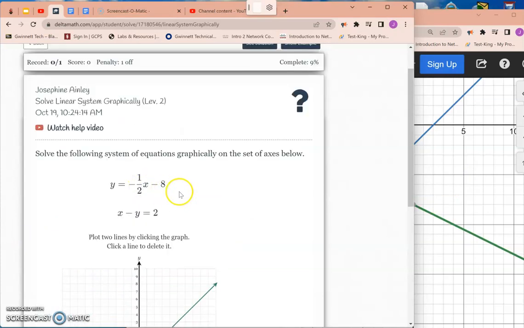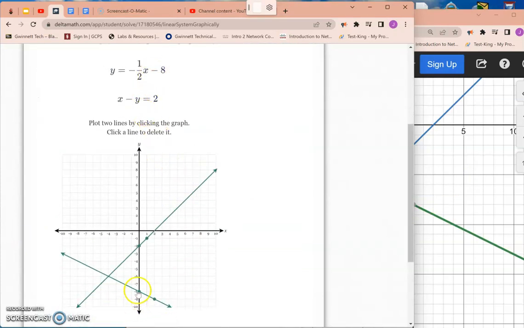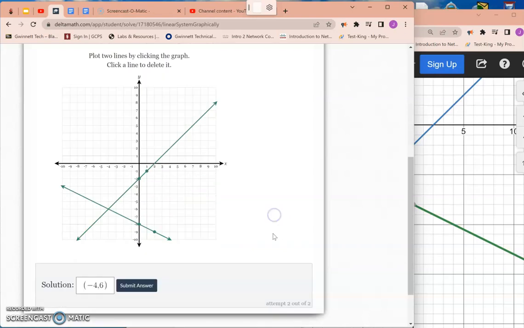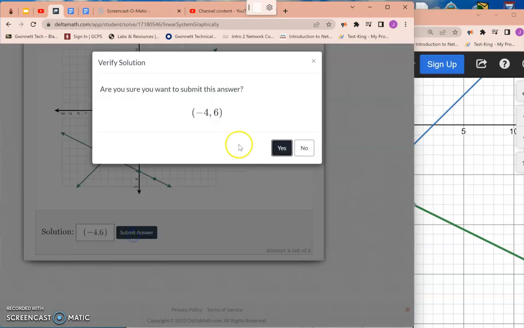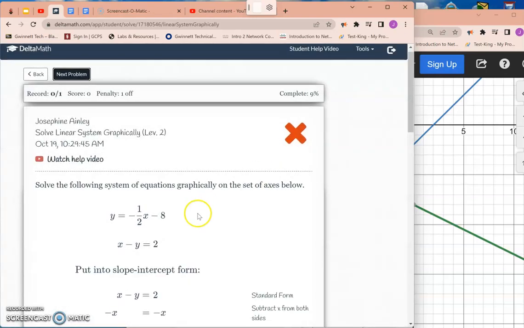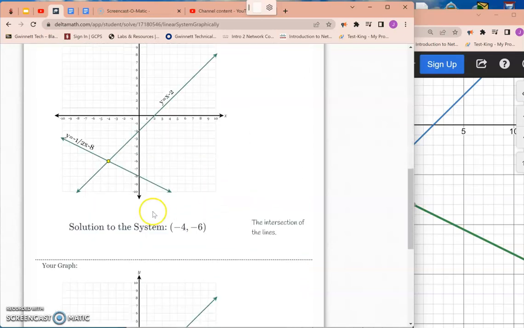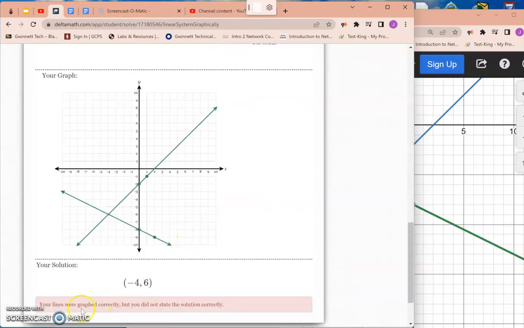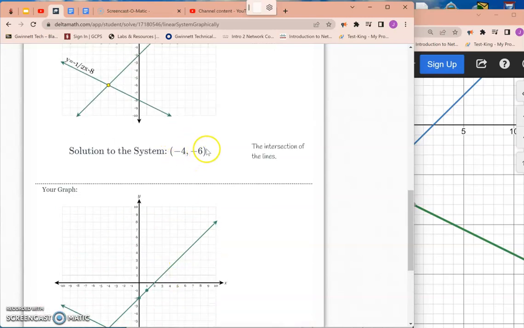What did it say I did wrong? All right, I'm going to do the long way. So negative 8, 1 down, right, that's fine. This is going to be minus x minus 2, so minus 2. And it's going to be 1, up 1, right 1. That's fine. So what's wrong? Yep. Your lines are graphed correctly, but you did not state the solution correctly. Why? Oh, I didn't put the negative 6, y'all.